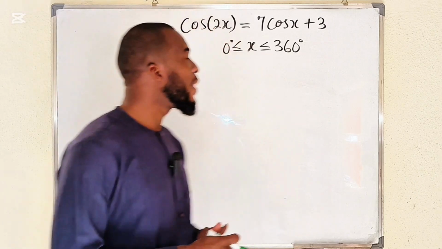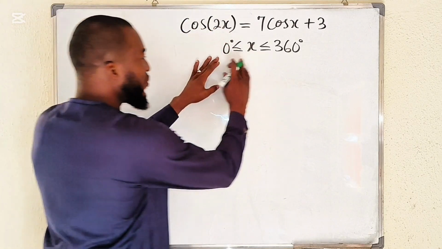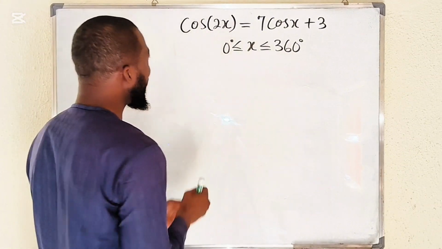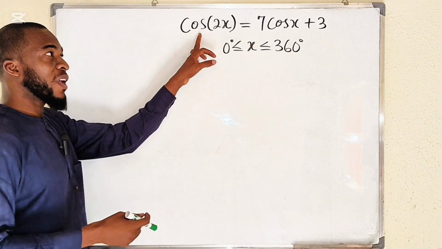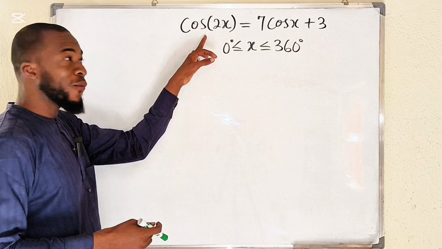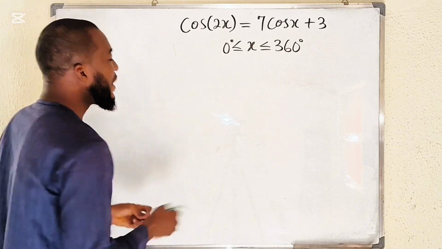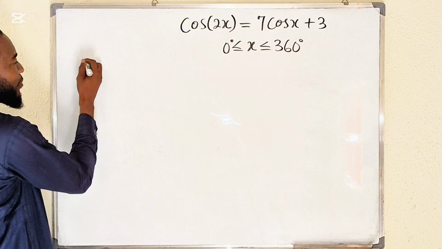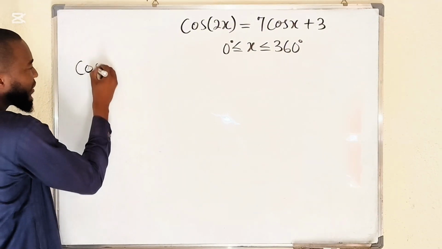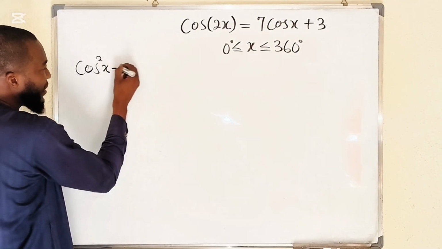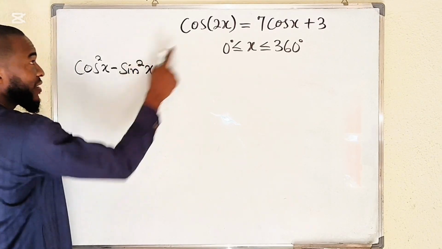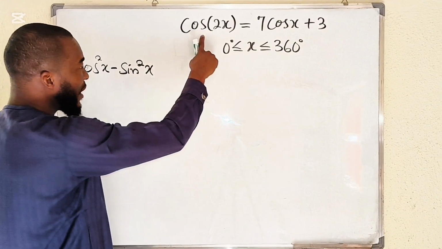Let's get started. We have a restriction, so we are looking for only the solutions from 0 down to 360 degrees. Well, first of all, let us expand this. This is a double angle for what? Cosine. Remember, the expansion of this is cosine squared x minus sine squared x. This is the expansion of the double angle for cosine.